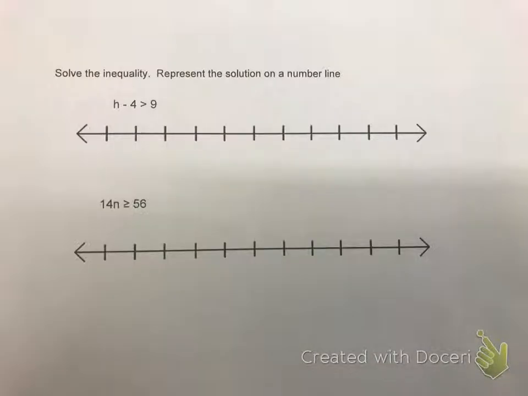Next, we need to represent our solutions on a number line. Again, very similar to something that we've done before. So here we have h minus 4 is greater than 9. To solve it, we have to add 4. We are left with h is greater than 13. So now we've got to put this on a number line. So let's label our number line.